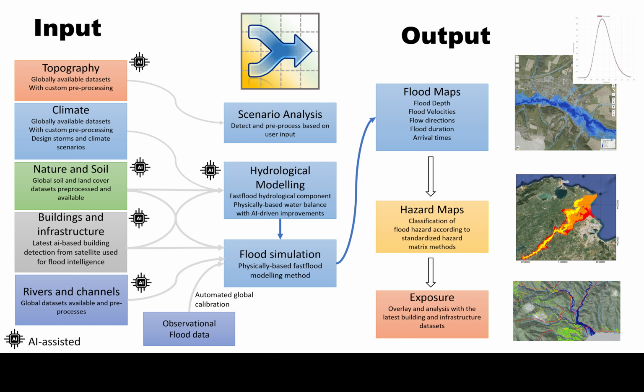Buildings and infrastructure, information about where buildings are and how that impacts the hydrological behavior of the area. And then rivers and channel information as well. Most of these use some space-based global data sets to supplement the data in areas where we don't have national high-resolution data sets. That helps us get that global coverage.